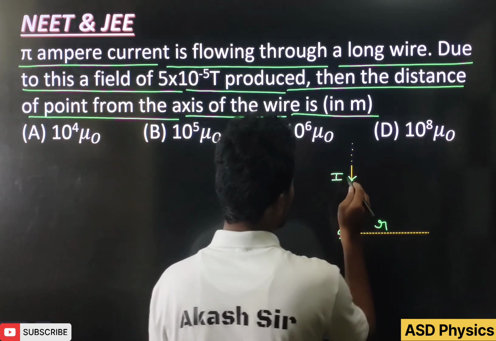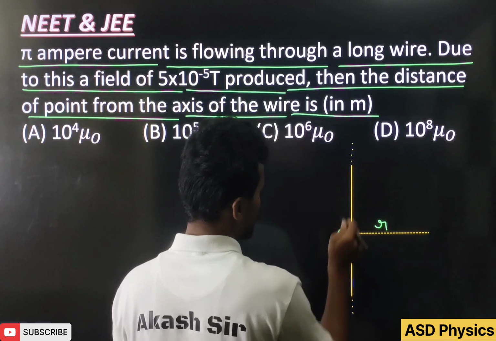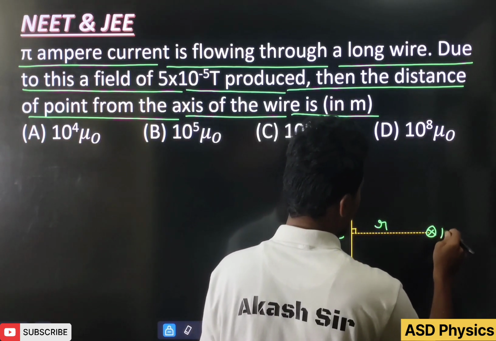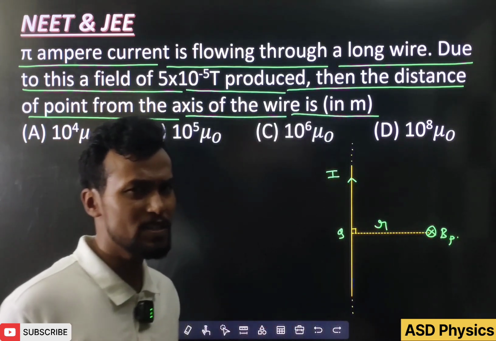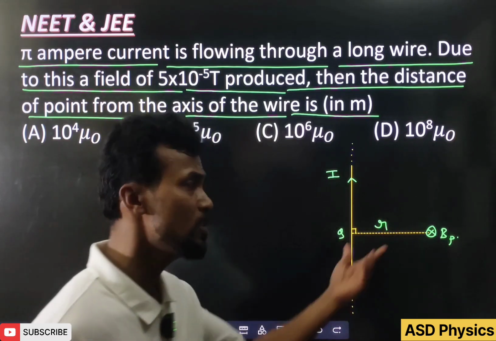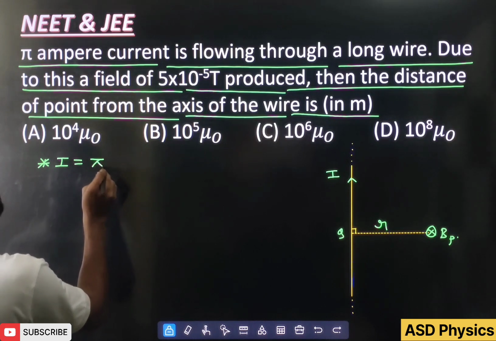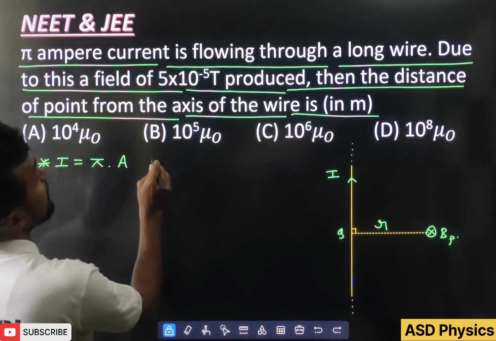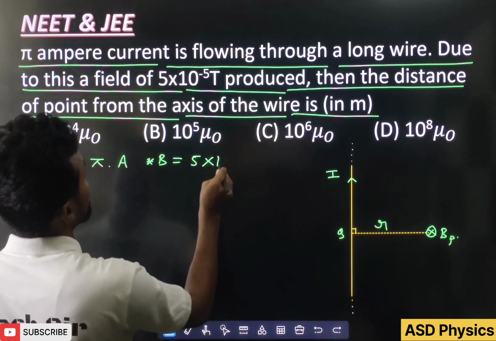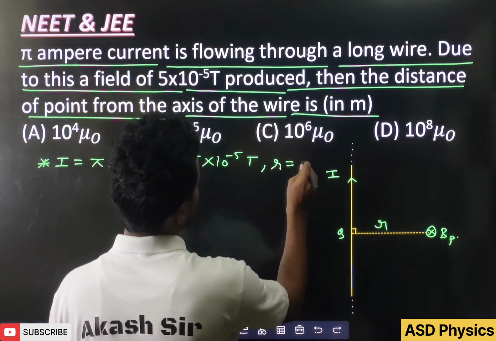If the current direction is not given, then by default the current used to be in which direction? Like this, so that the magnetic field by default is always inside. Nothing is mentioned means by default you make the current direction in such a way that the magnetic field goes inside. Okay, so just see what things are given here. The current is given, students, pi ampere. After that the magnetic field is 5 into 10 power minus 5 Tesla, and they are asking the perpendicular distance r.